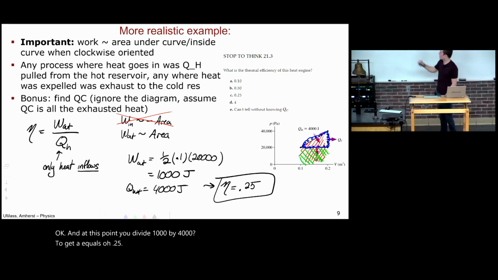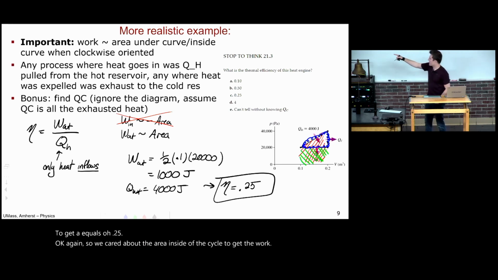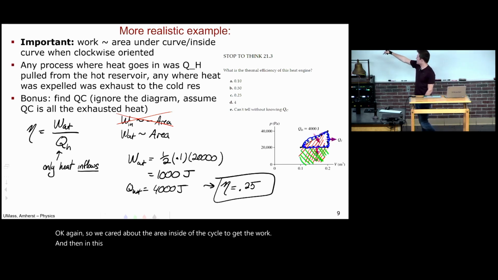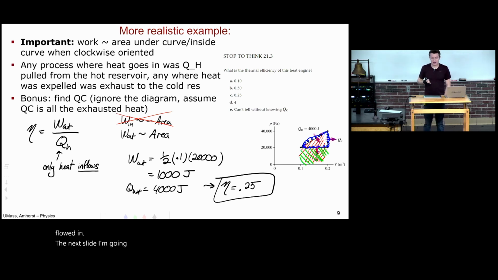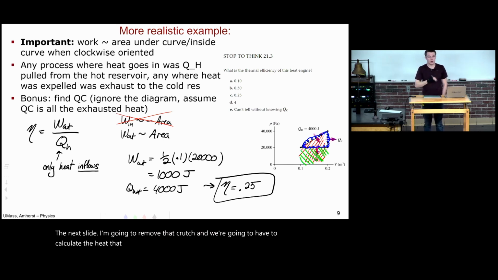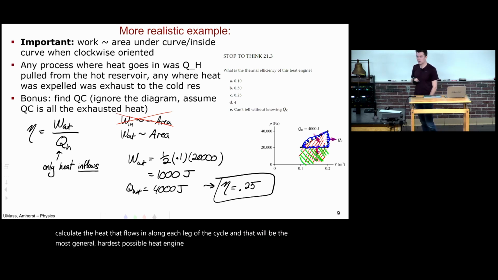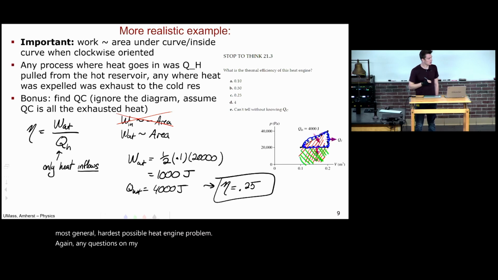Again, we cared about the area inside of the cycle to get the work. And in this problem we got lucky. The problem told us how much heat flowed in. On the next slide I'm going to remove that crutch, and we're going to have to calculate the heat that flows in along each leg of the cycle. That will be the most general, hardest possible heat engine problem. Any questions on my approach to this problem?